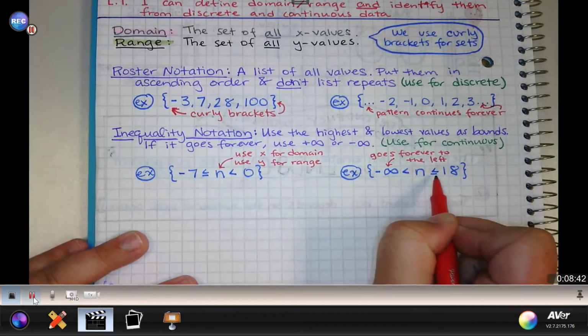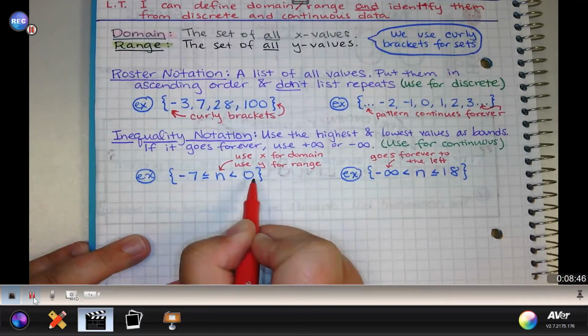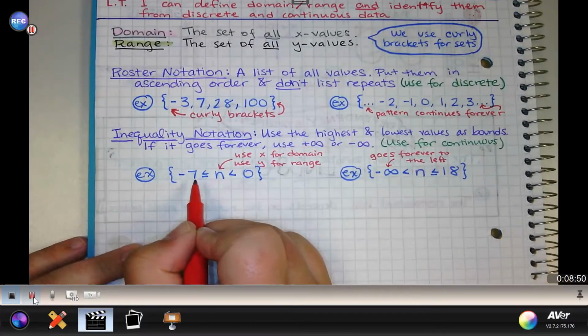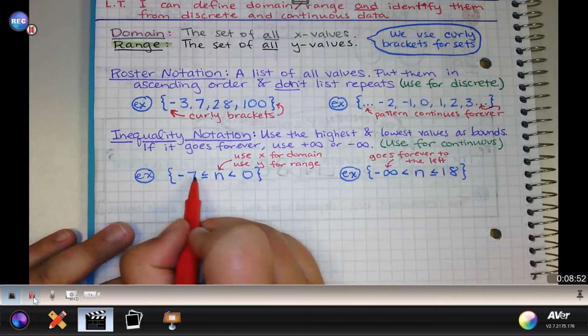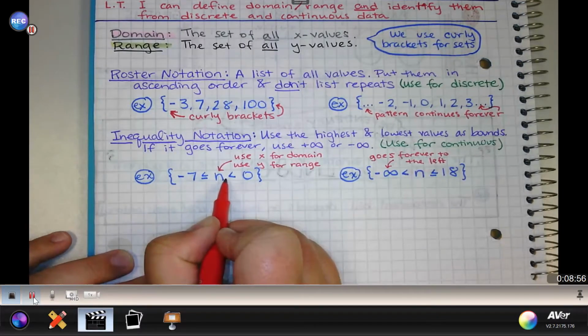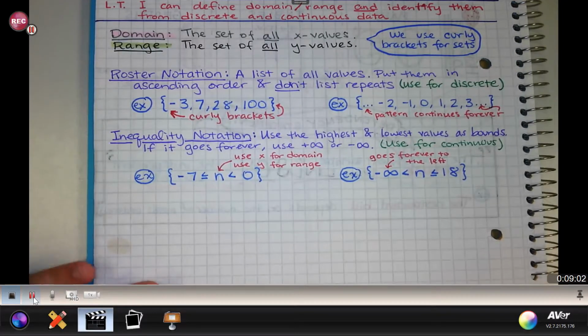But there's a line under some of them and not under others. Line under this one, but not under this one. And that line stands for or equals to, right? So -7 is less than or equal to n. Here, you would just say n is less than 0. Now, here's the easy part, though. It's actually not as bad as it looks.